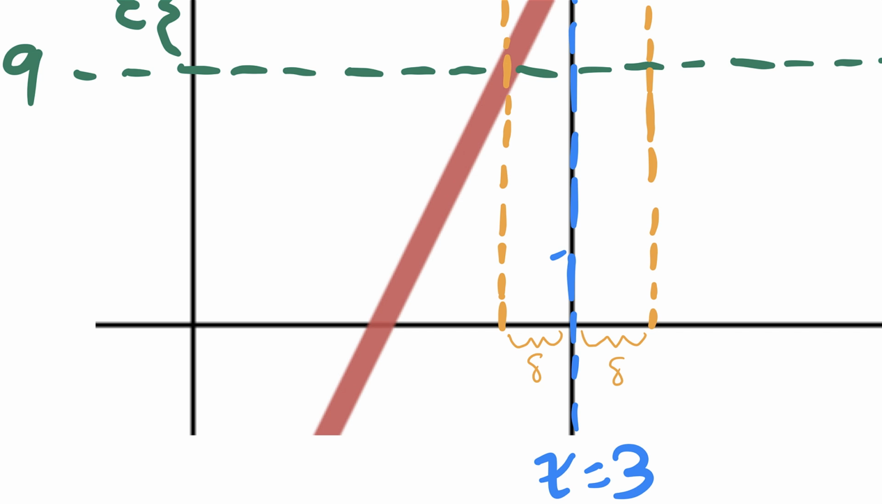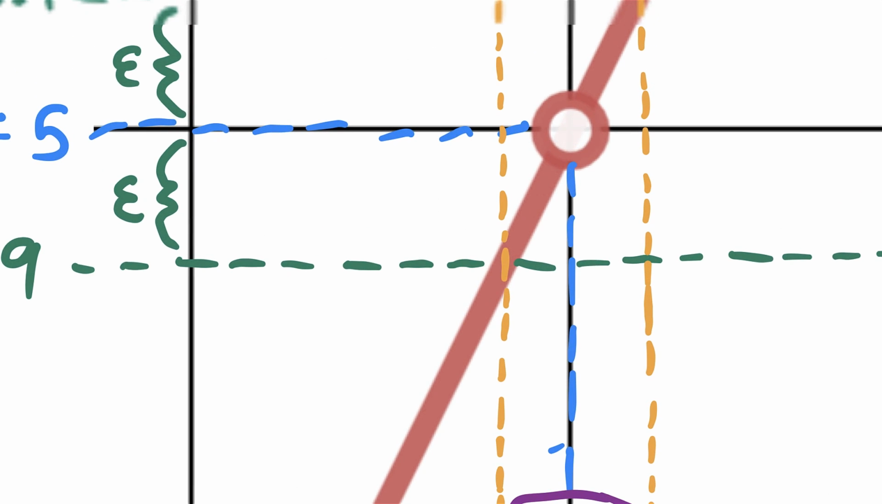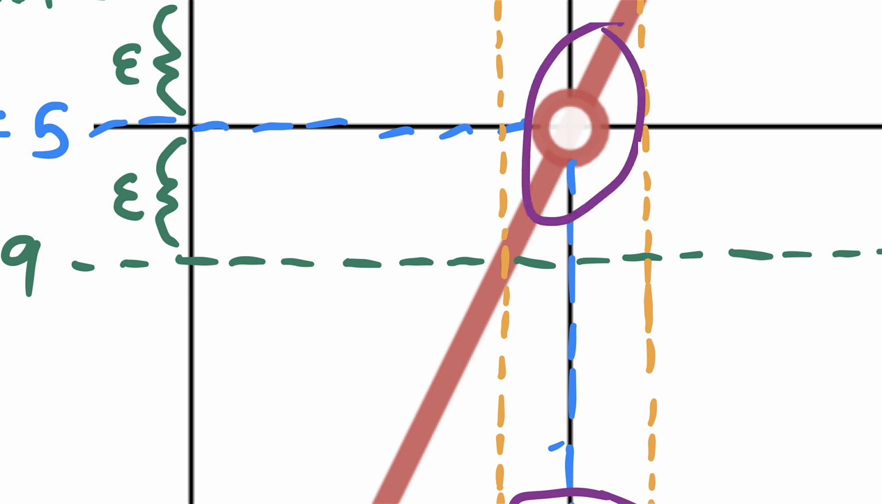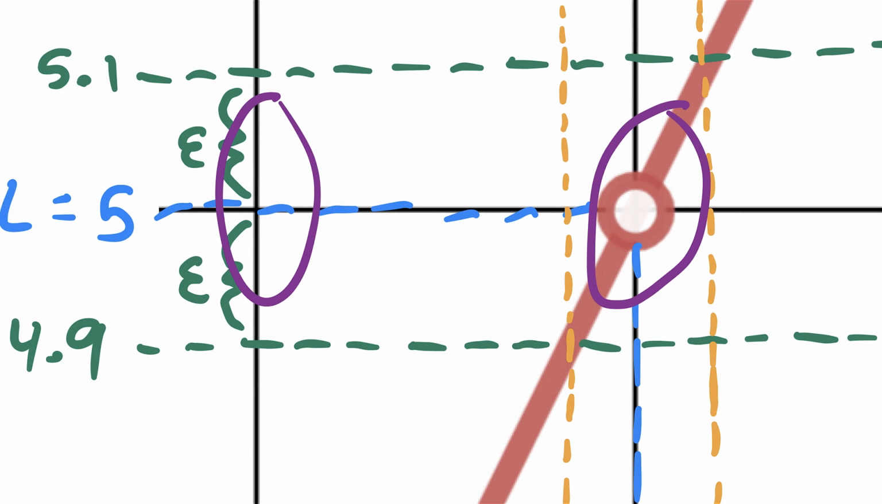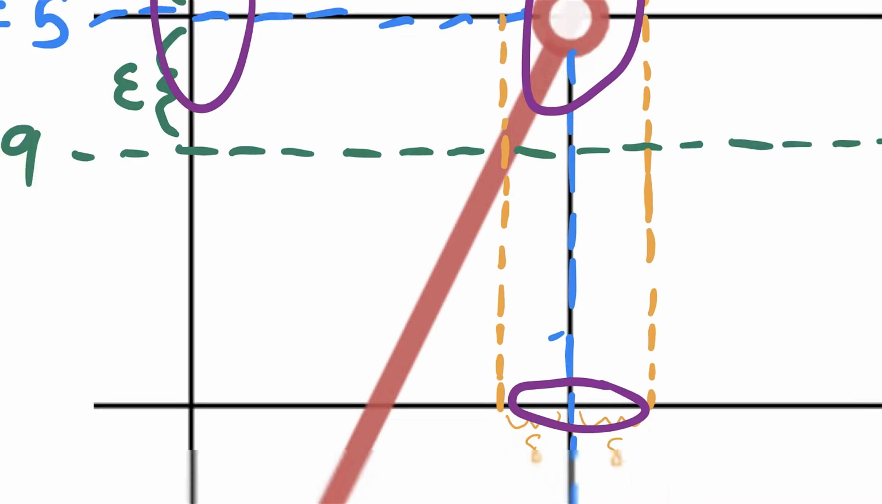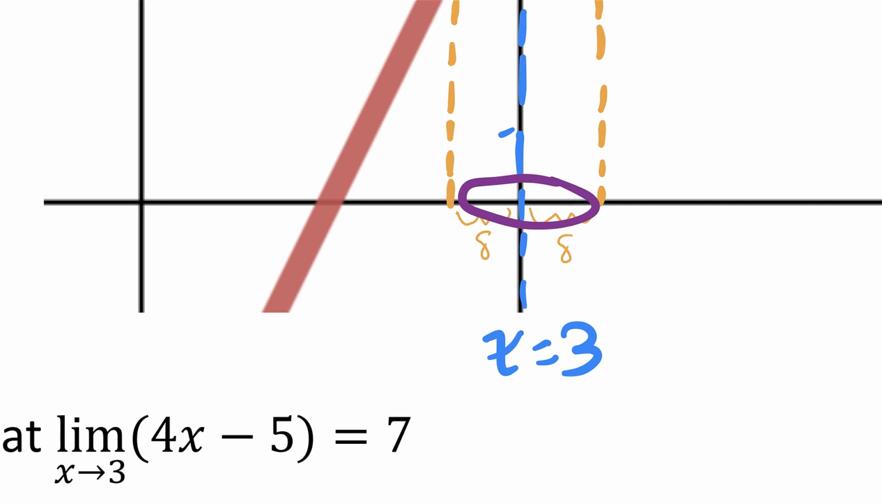So that any x value chosen within delta of 3, so any x value chosen in this range, will result in a y value on the function that is within epsilon, in this case 0.1, of 5. So let's calculate delta. What is this delta value going to have to be?